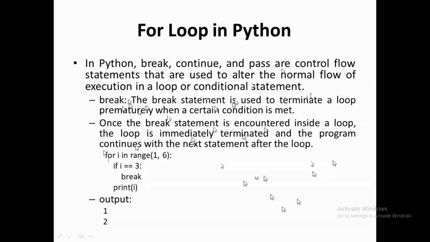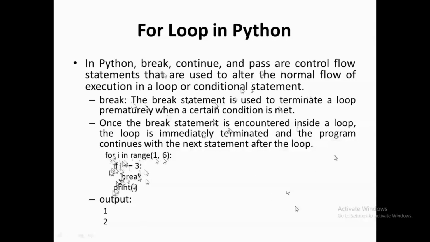For example, see here, for loop, for i in range 1 to 6. From 1 to 6 it will be checking if i is equal to 3, break, and print i. The if and print i are both inside that for loop because of the indentation. And this break is for the if condition. It is having one more indentation. For that if condition, this break will be executed.